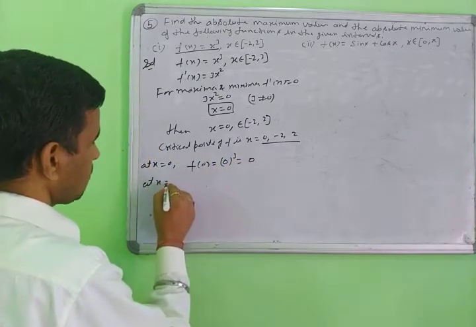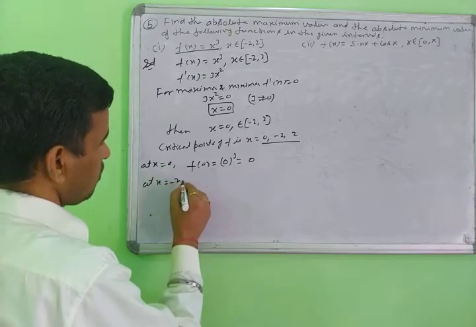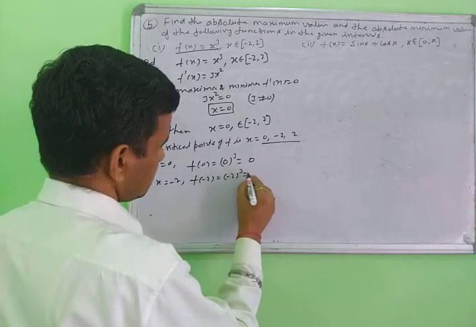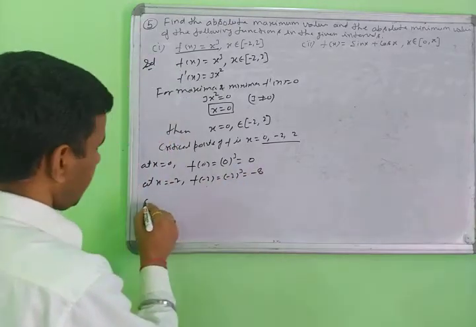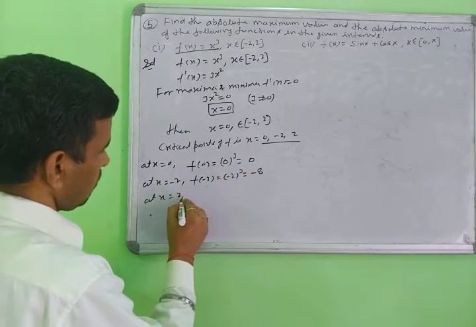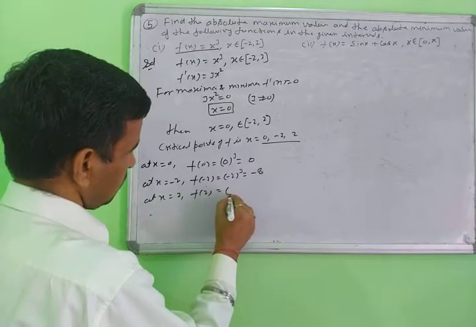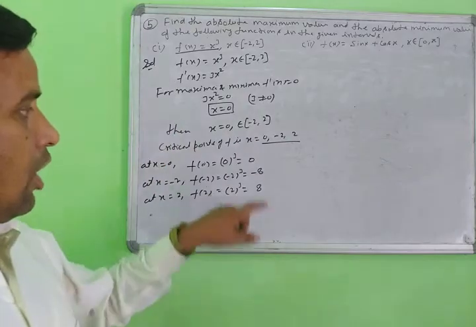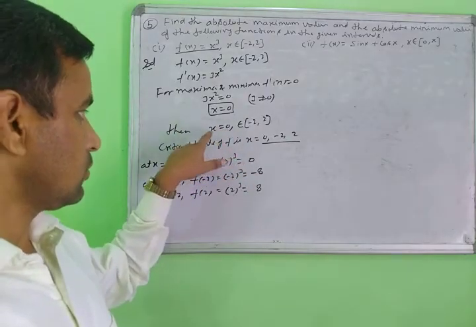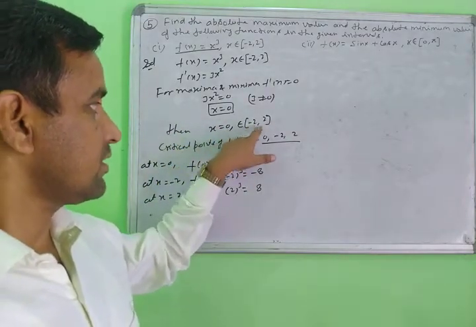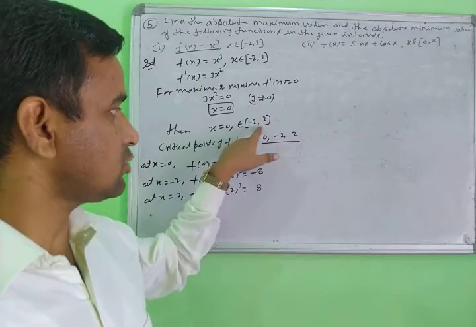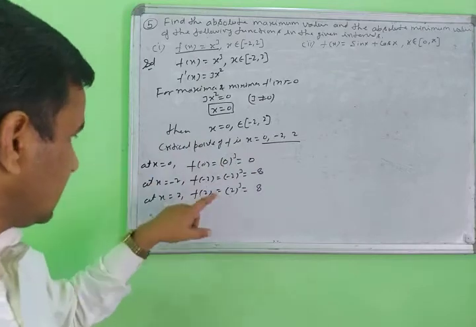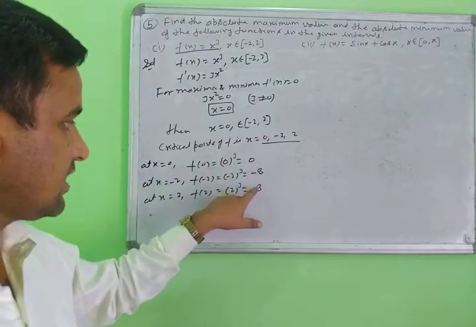At x equal to minus 2, f of minus 2 equals minus 2 cube, which is equal to minus 8. At x equal to 2, f of 2 equals 2 cube, equal to 8. How many will you find here? Those critical points and then the end points of the closed interval. These are all the points you find here. So you find the values 0, minus 8 and plus 8.